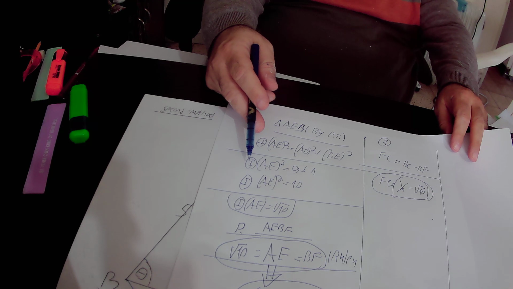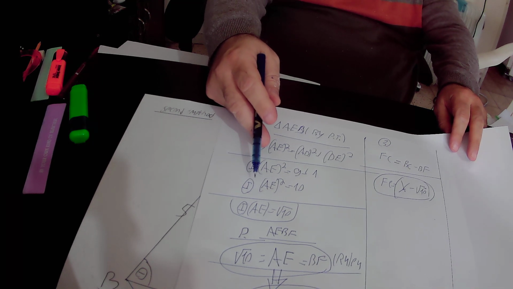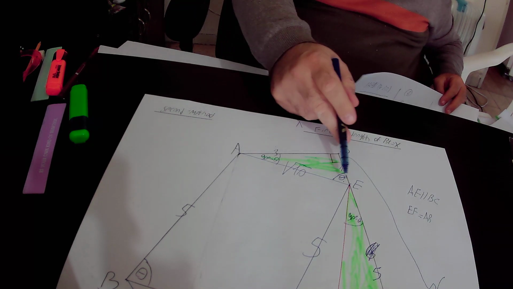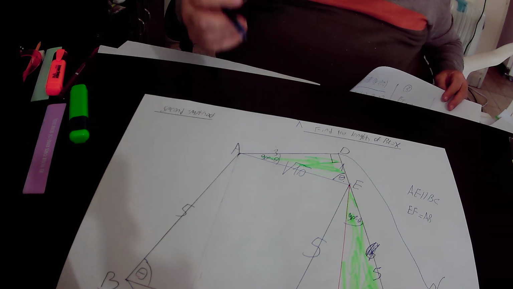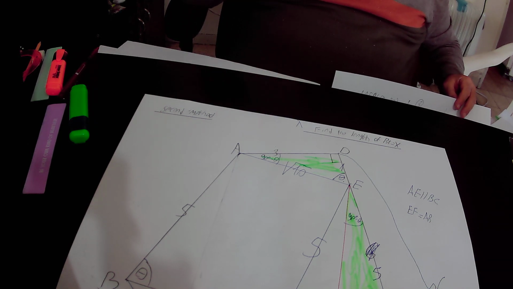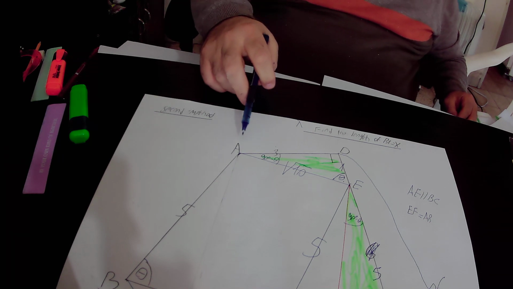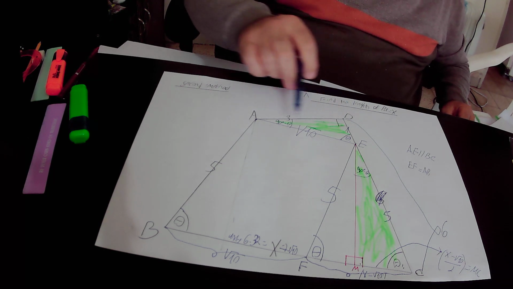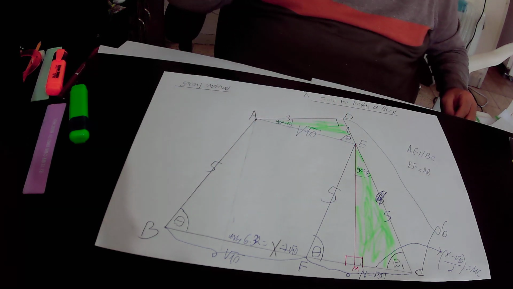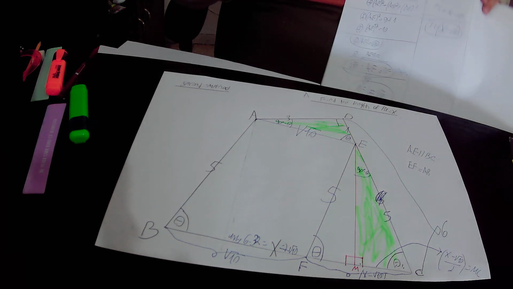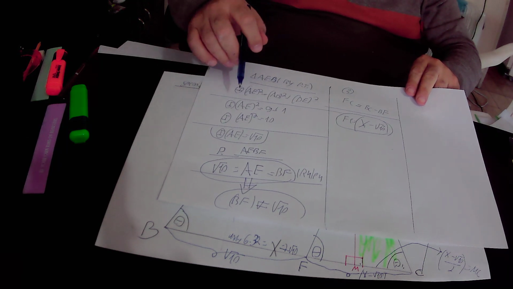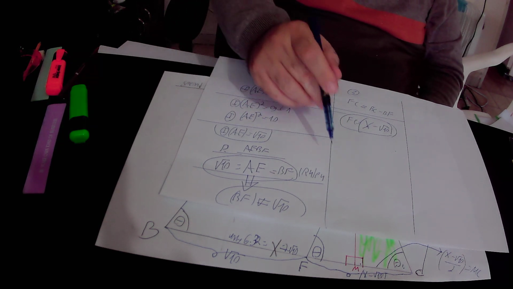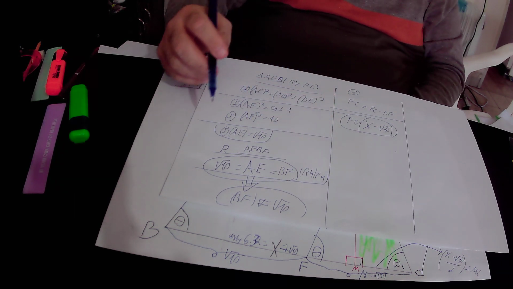We took the root of this equation number 1, and we found that AE equals square root of 10 units. This side AE equals square root of 10 units. But according to the rule that the opposite sides of a parallelogram are equal to each other, AE equals BF. In parallelogram AEBF, AE must be equal to BF. This is according to rule number 4 that the opposite sides of a parallelogram are equal to each other.